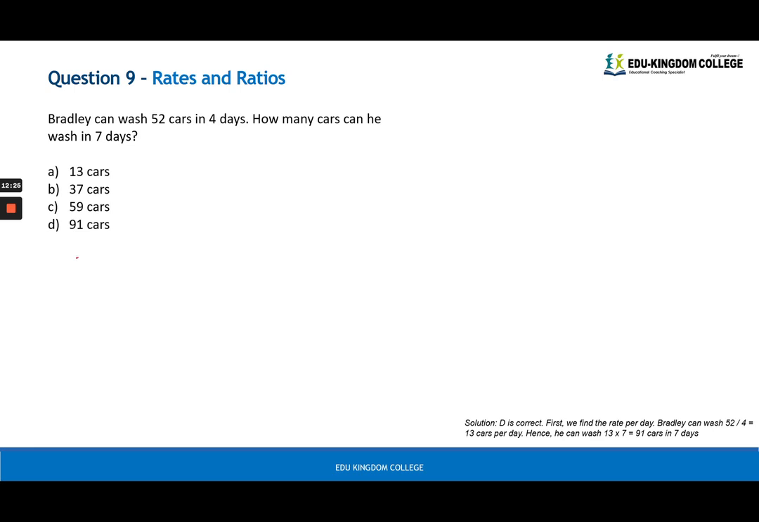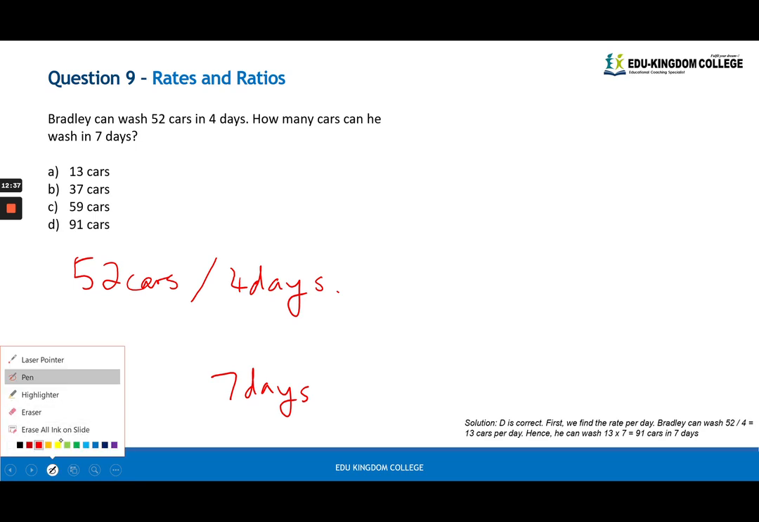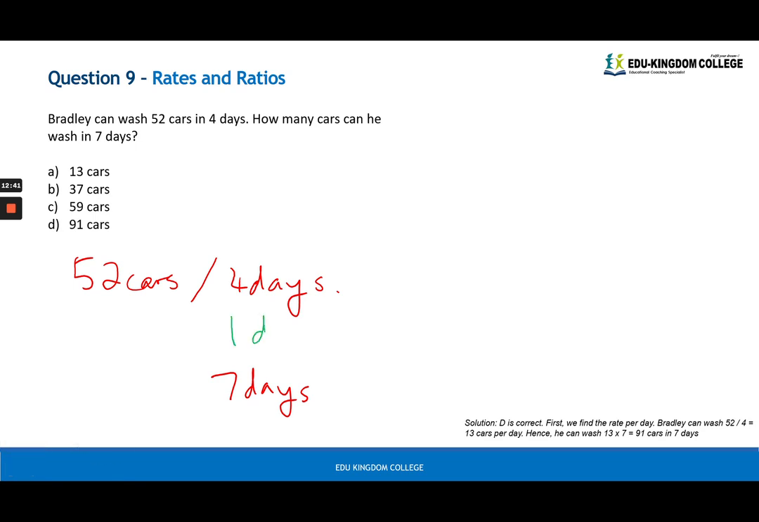Alright, Bradley can wash 52 cars in 4 days. This is the rates and ratio question. We want to get to 7 days. Okay, you want to think of an intermediate that can get you from 4 to 7. I can't really think of one, so I'm going to go to 1 day. Okay, that's easy because you divide by 4, then you times by 7.